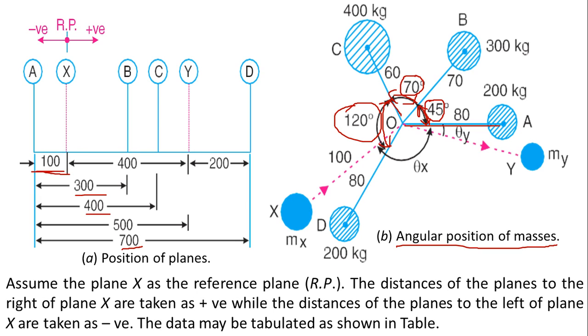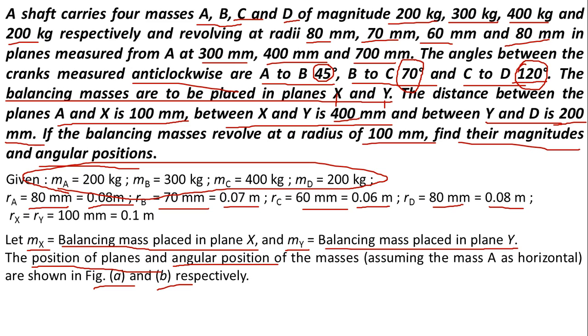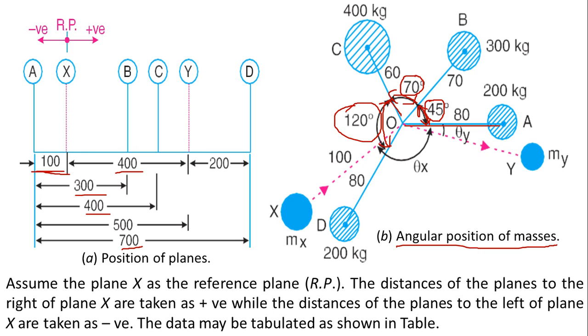So you have to take the distance of X and Y as 400. Next he has given that between Y and D is 200. Okay, so in total you get 100 plus 400 plus 200, so it is total 700. So it is matching here. Okay, so all positions he has given correctly in the question.